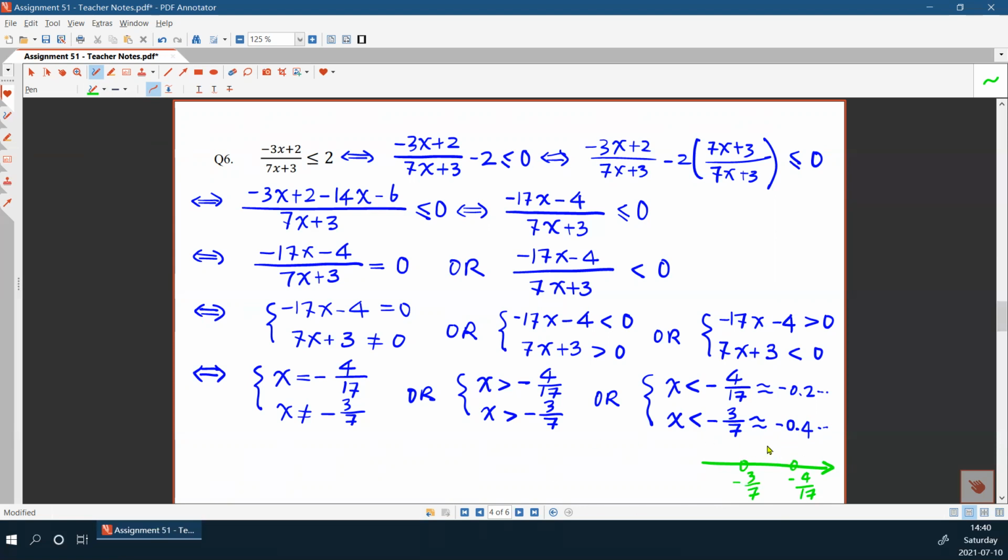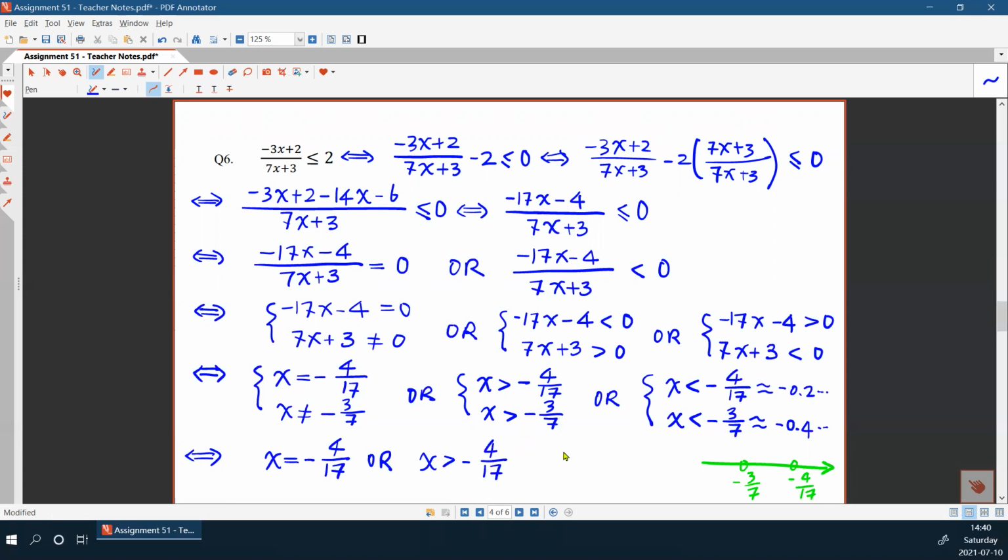Okay, so these are the relative positions of these two numbers, which can help us to decide the final solution. So this is equivalent to, first of all, x can be minus 4 over 17. Second branch, x should be greater than both of the two numbers. Combined result, overlapped result is x, of course, should be larger than the larger number, right? Which is minus 4 over 17.